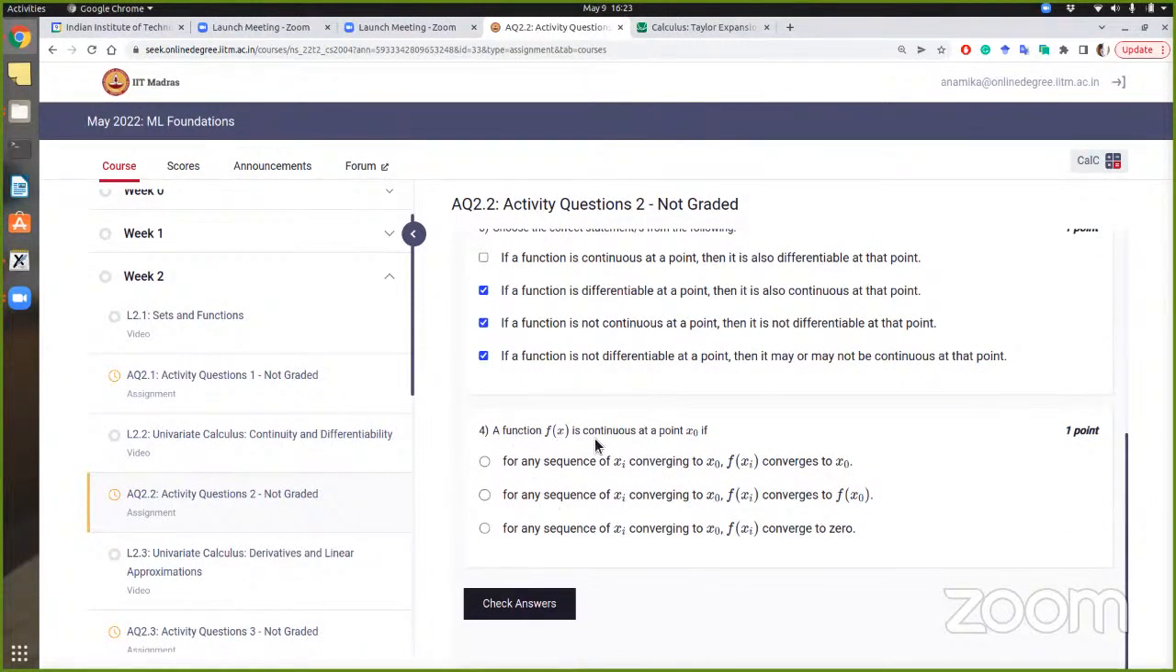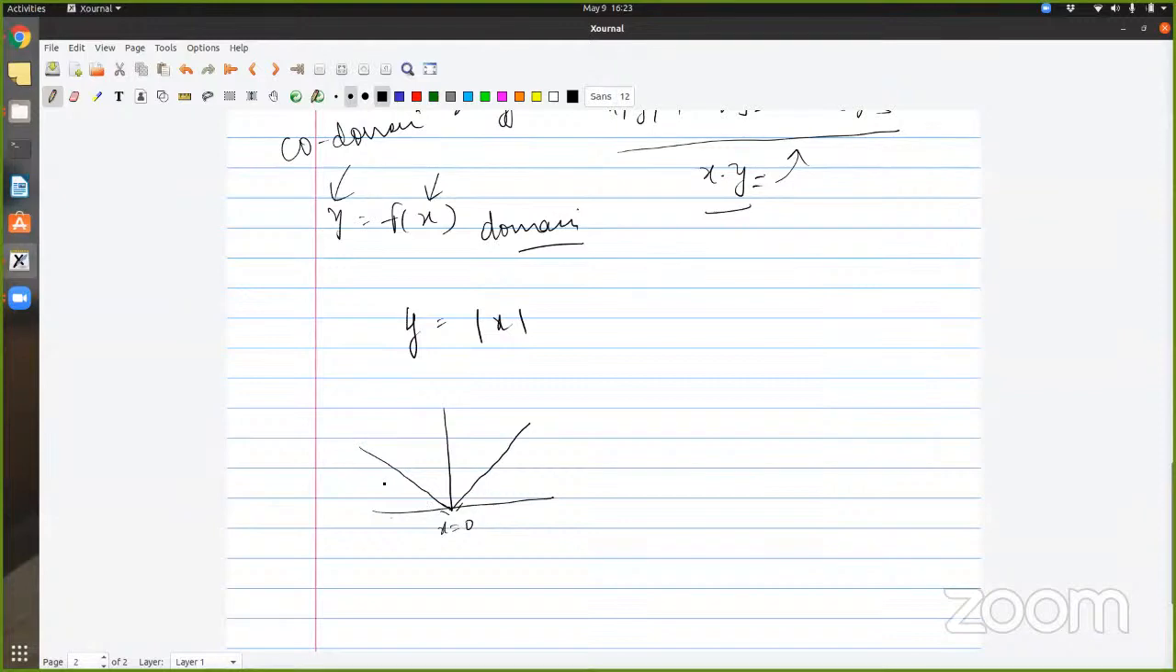A function f(x) is continuous at a point x naught if for any sequence of x_i. So it's about the definition of continuity, as you can see. What does the definition say? For any sequence of x_i converging to x naught, f of x_i converges to f of x naught. So let's get back to this example. When should this be continuous?